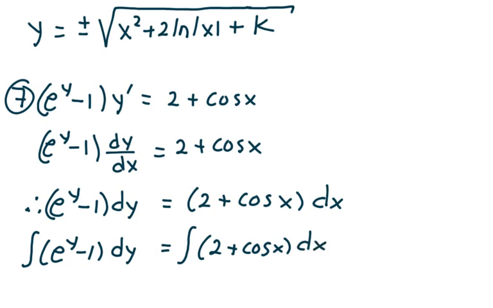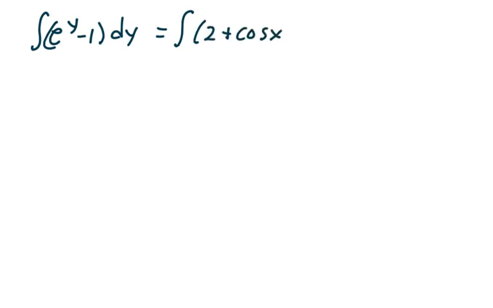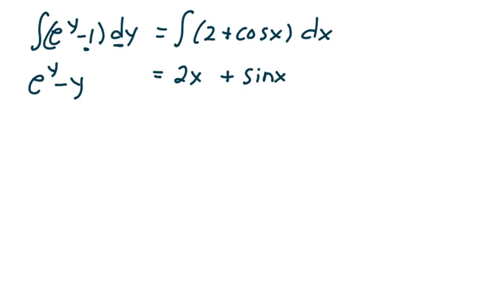And we're almost done. So let's rewrite this over here. The integral of (e to the y minus 1) dy is the same as the integral of 2 plus cosine x dx. And so the integral of e to the y dy is e to the y. The integral of 1 dy is y, so we get e to the y minus y on the left side. And on the right side, we get 2x plus sine x plus some constant c.